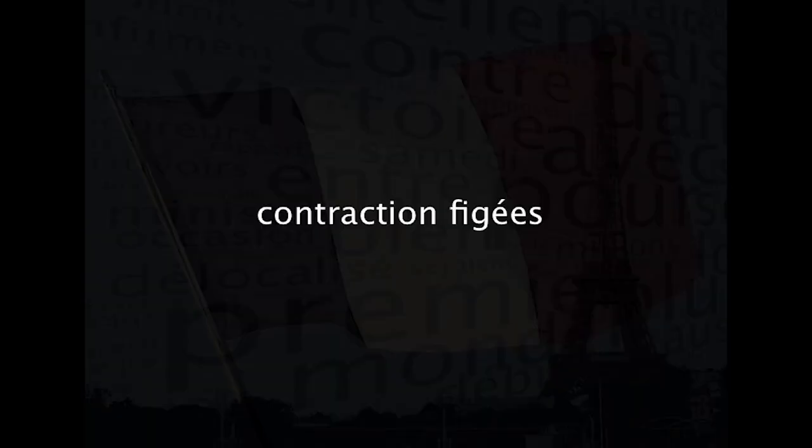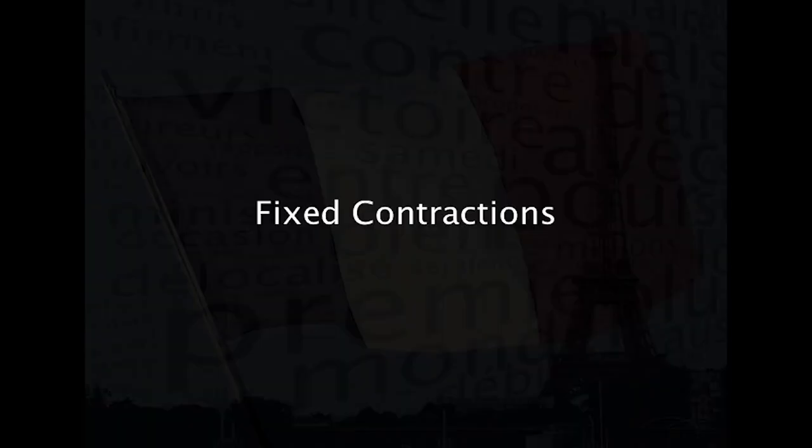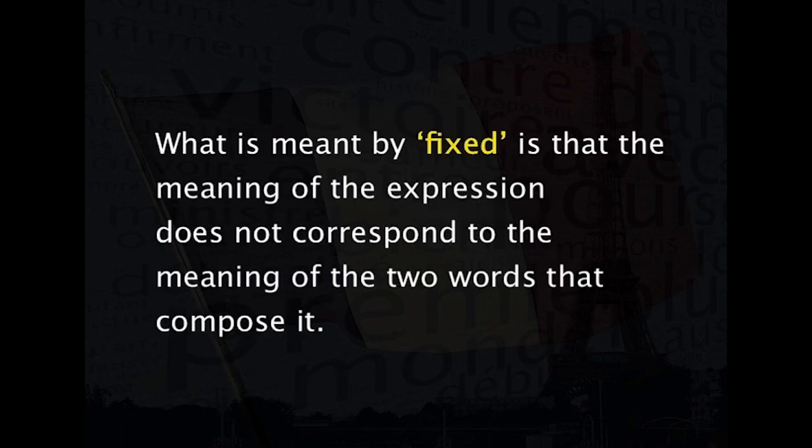The third group of contractions is known as contraction figée in French. In English, this term translates as fixed contractions. What is meant by fixed is that the meaning of the expression does not correspond to the meaning of the two words that compose it. Moreover, under no circumstances can these two words be adjacently placed, because it would be grammatically incorrect.